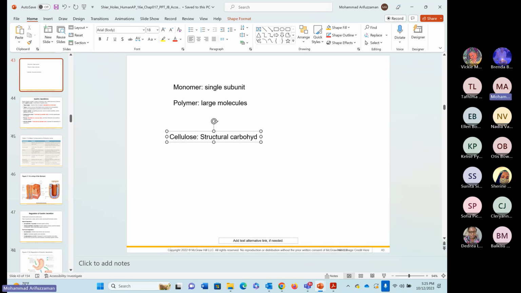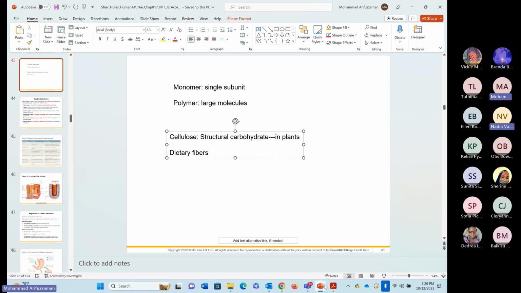Structural carbohydrate. This is the structural carbohydrate in plants. Structural carbohydrate means it's a polysaccharide in plants. So humans cannot digest the cellulose. And the cellulose we also call the dietary fibers. You know the dietary fibers? The dietary fibers means cellulose, which is a polysaccharide.